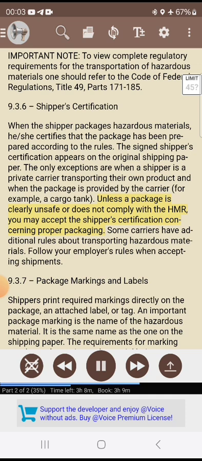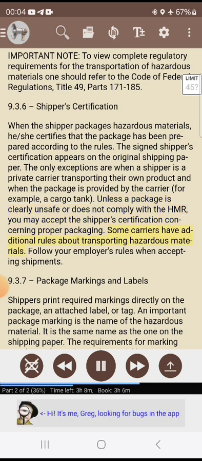Unless a package is clearly unsafe or does not comply with the HMR, you may accept the shipper's certification concerning proper packaging. Some carriers have additional rules about transporting hazardous materials. Follow your employer's rules when accepting shipments.